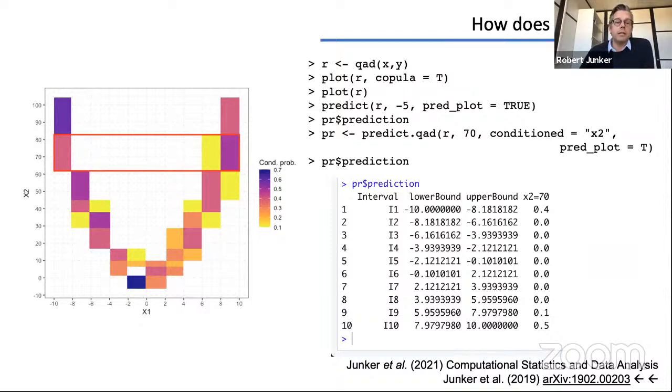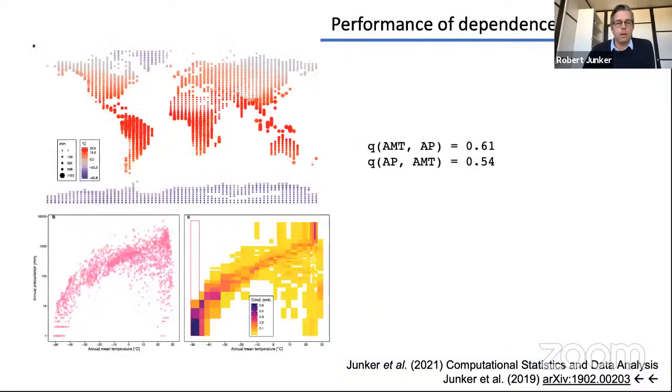So these are the major functions of our package. And in the following, I will show you some examples of how we used it, or how you can use it. For example, this world map here shows the annual mean temperature color-coded. So red means hot and blue means cold. And the annual precipitation is given as the size of the dots. So the larger the dot is, the more precipitation we find in this region of the world.